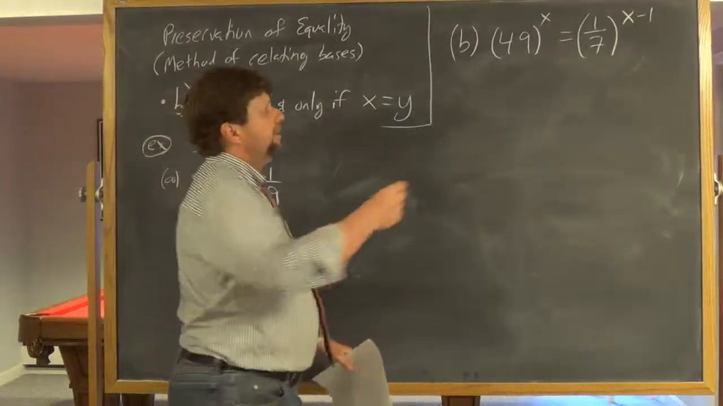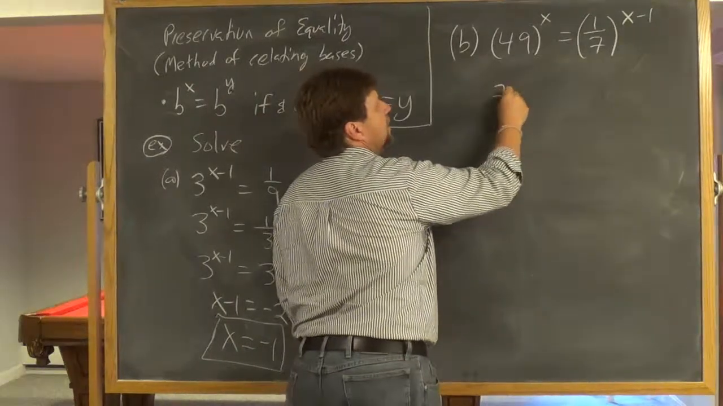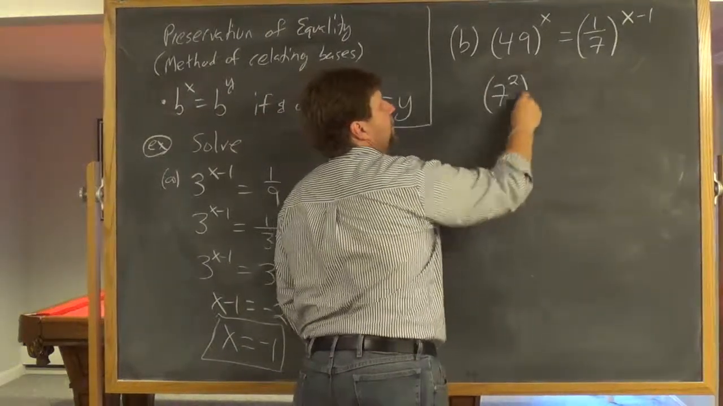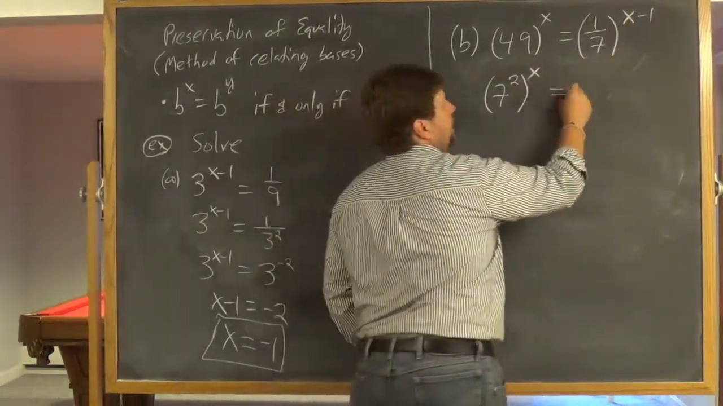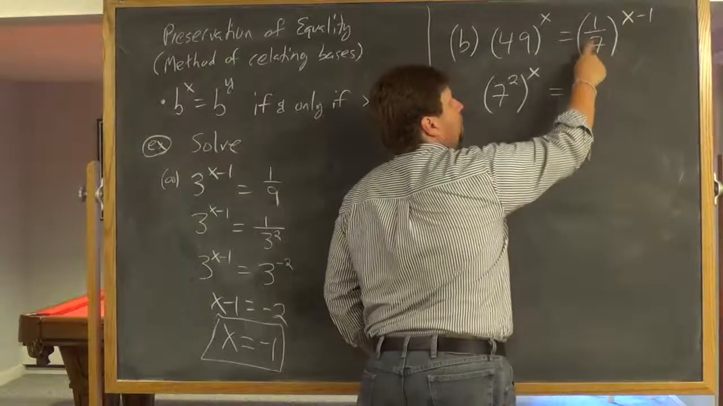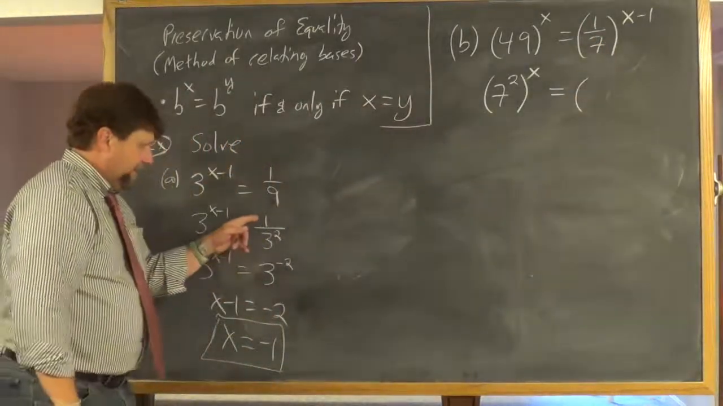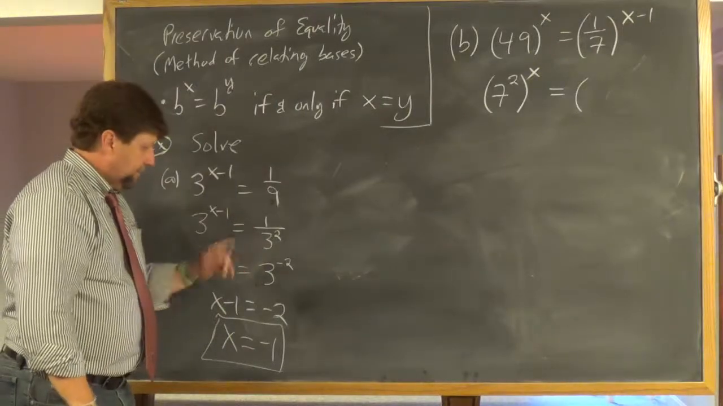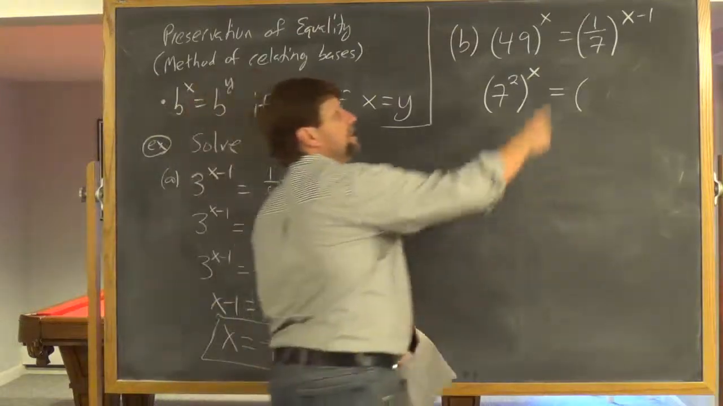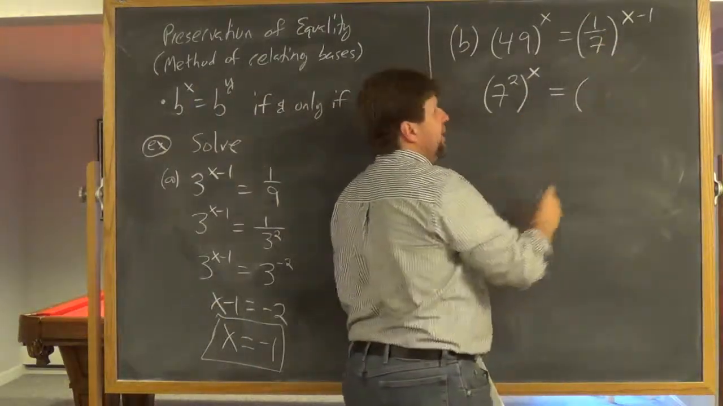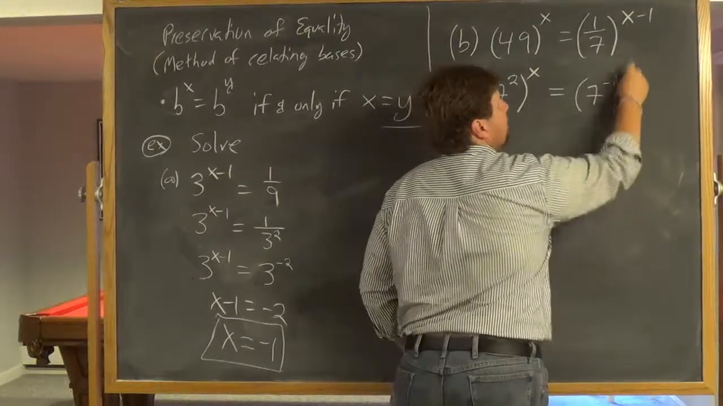So I'll start off by saying, well, I know 49 is 7 squared. So 49 is 7 squared, and then don't forget it's raised to the x power. Now in here, 1 over 7 to the first. Well, just like back here, I said 1 over 3 squared, you can rewrite as 3 to the negative second. 1 over 7 to the first power, we can rewrite that as 7 to the negative first.